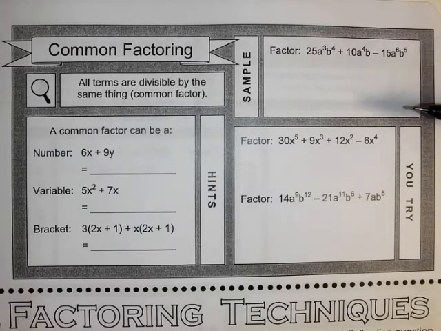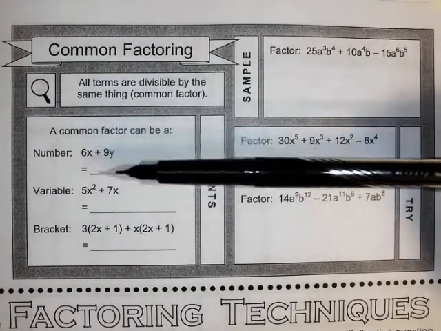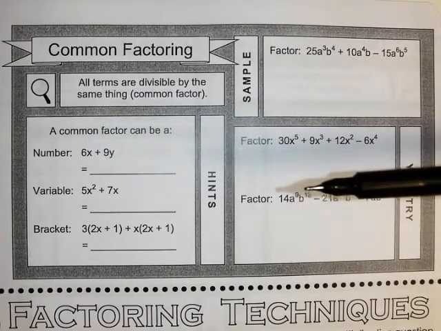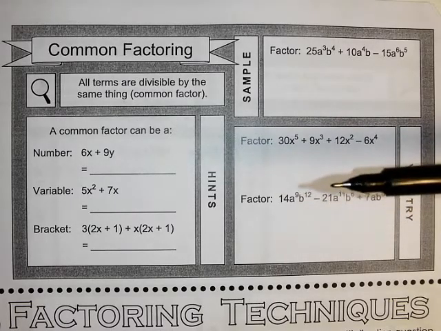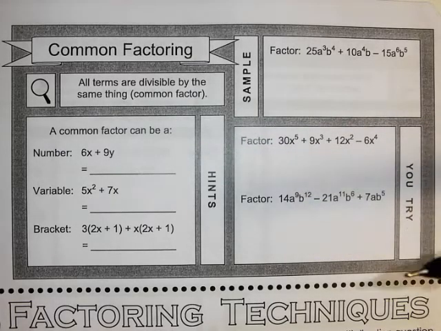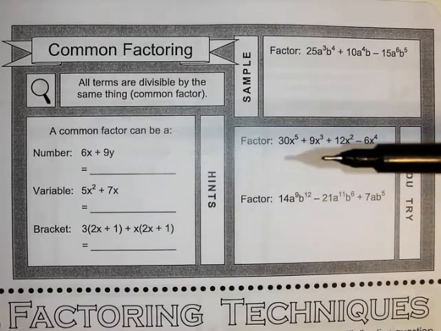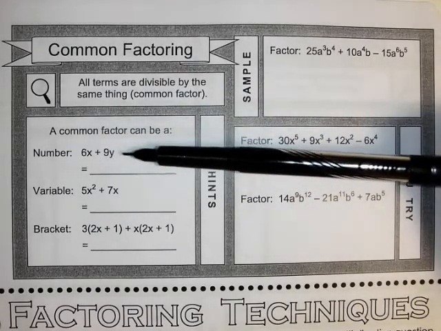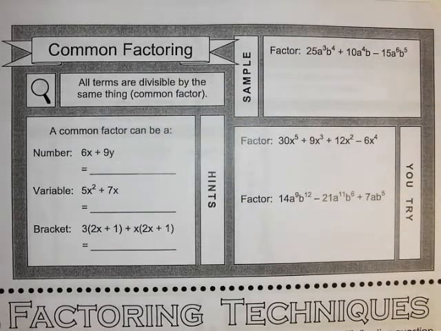So when I'm looking for a common factor, I'm trying to find something that I could potentially multiply by that would give me my answer. A common factor can be a number, it can be a variable that they all have in common, or it could even be a bracket that they all have that's the same. So up first, I have the example 6x plus 9y.